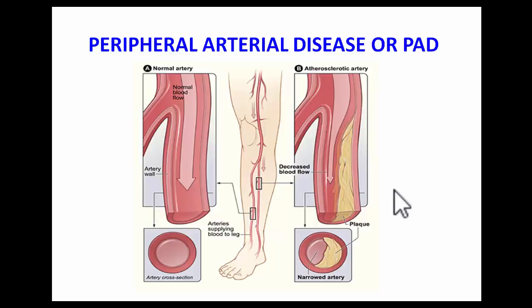Peripheral arterial disease can also be seen in renal arteries or sometimes even in the arteries supplying the upper extremities. We have already talked about arterial disease involving the carotid arteries in a separate video, and please visit the carotid artery disease video on our channel and review that.